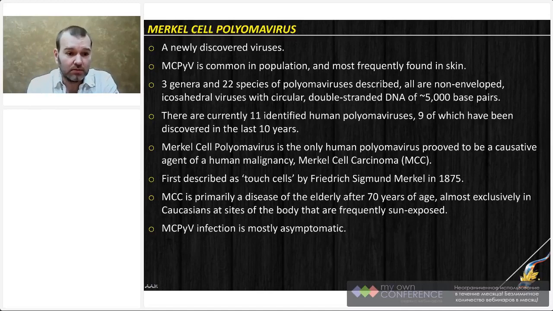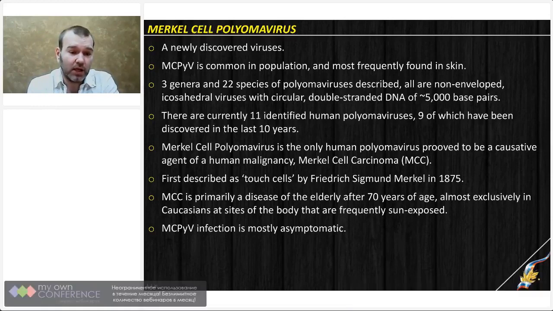So human polyomaviruses, up to this moment, count 11 species, and 10 of them were discovered in the last 10 years.